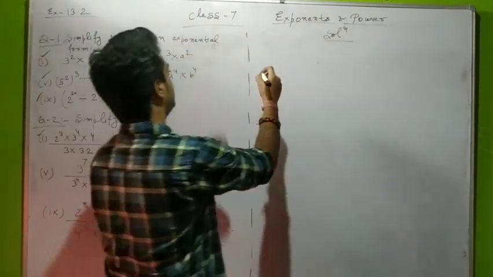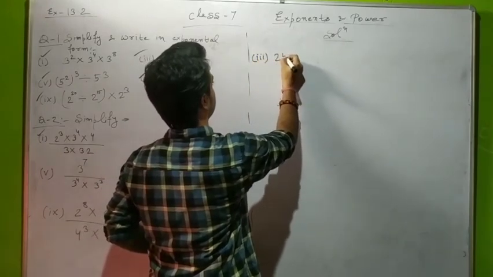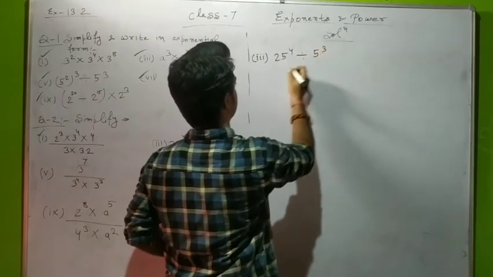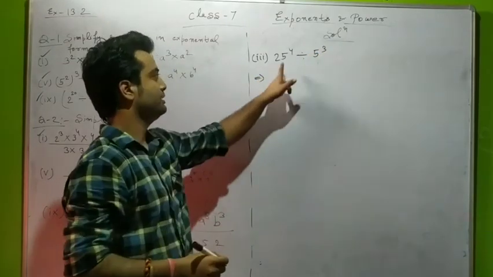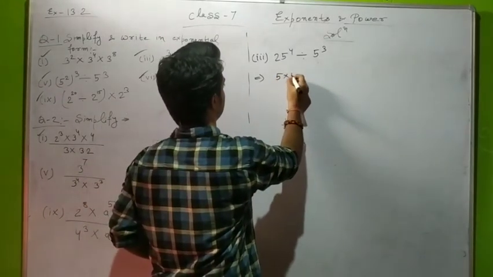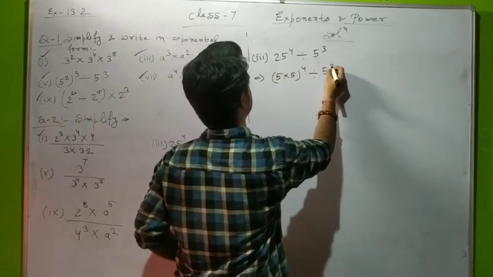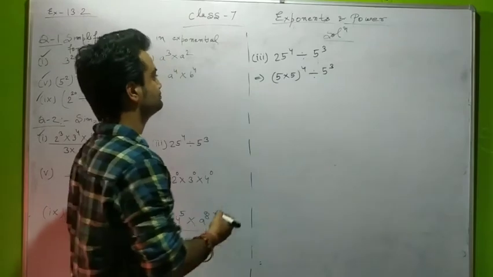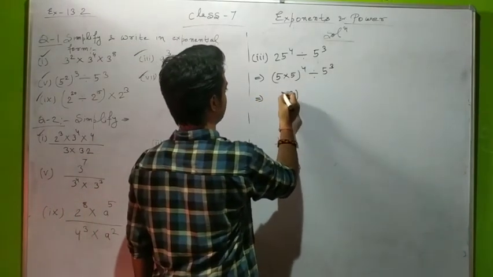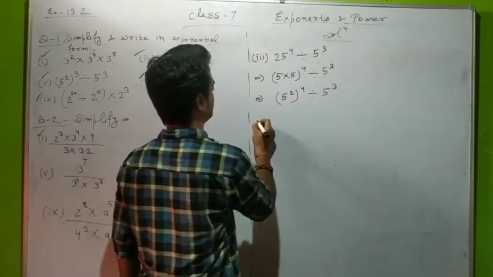Third question is 25 raised to the power 4 divided by 5. 25 can be written as 5 into 5, raised to the power 4, divided by 5 cube. Okay. 5 into 5 means what? 5 square raised to the power 4 divided by 5 cube.